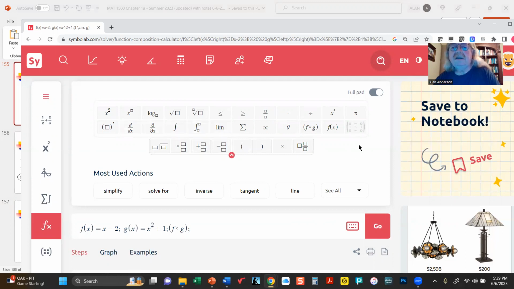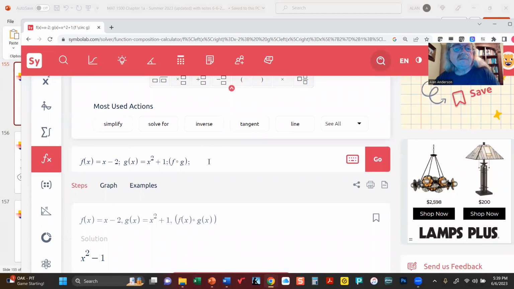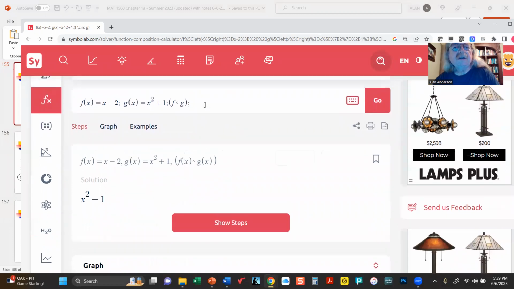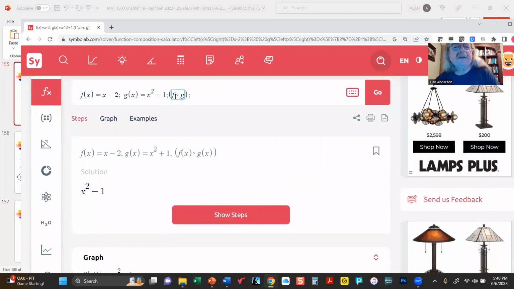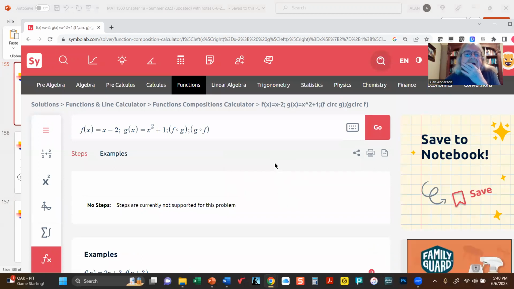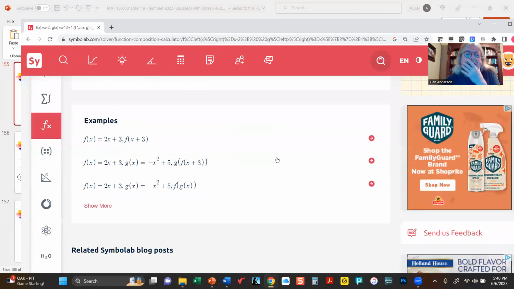I don't know what to do. Well, I guess that's why we can't rely on technology. I mean, you have to do it yourself. Unless I can copy this symbol, because it's clearly not available above. It just seems so stupid. Yeah. Steps are not supported. Okay.